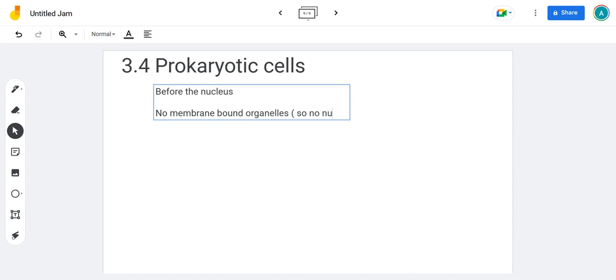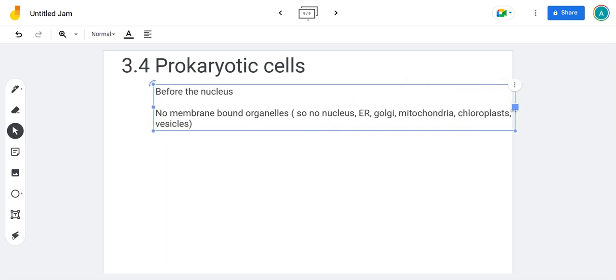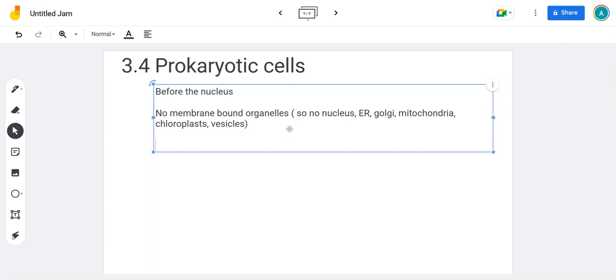So no nucleus, which is the key one, but also no endoplasmic reticulum, no Golgi, no mitochondria, no chloroplasts, no vesicles. None of those organelles or subcellular structures that your eukaryotes have. So they're much simpler.